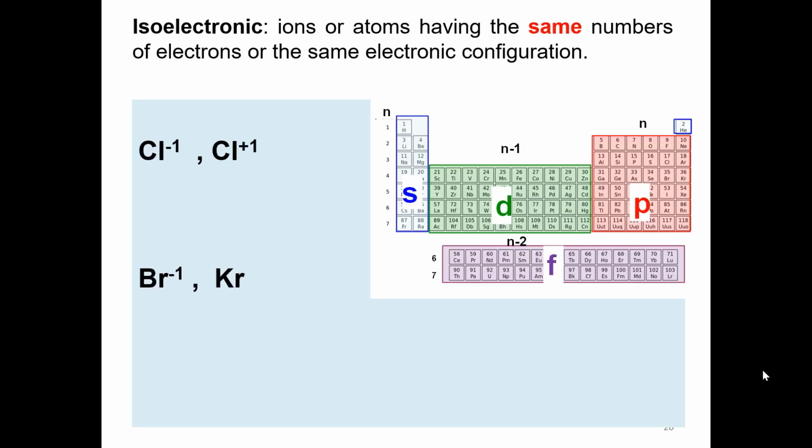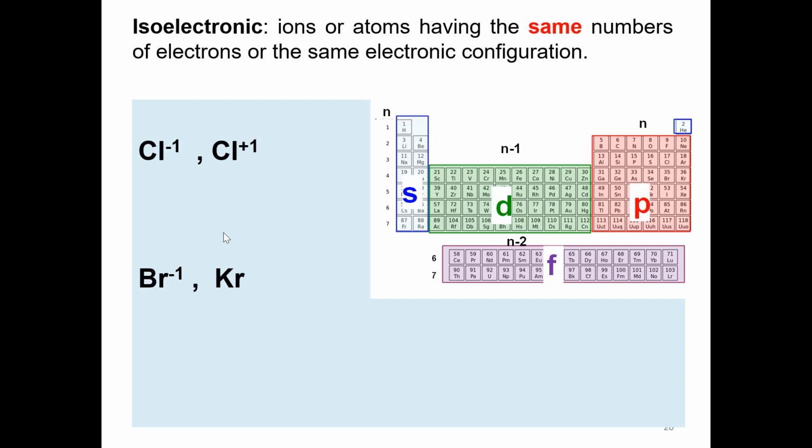The last concept we want to discuss today is isoelectric. When the ions or atoms have the same number of electrons, we say they are isoelectric. If they have the same number of electrons, it means they have the same electronic configuration. Then now we have here two ions of chlorine. The first ion corresponds to chlorine -1. If it's -1, it means the chlorine gained one electron. If the chlorine is +1, it means the chlorine lost one electron.